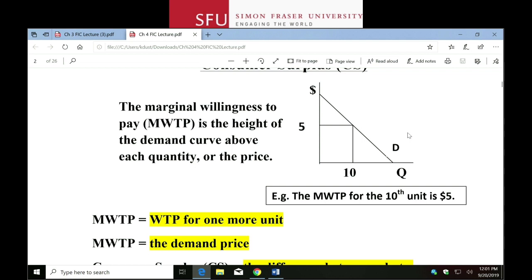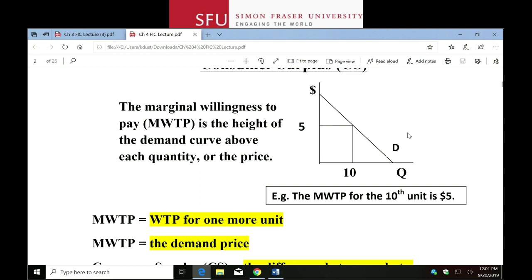So this is not the same as the price that you actually pay, right? Looking at the demand curve here, the $5 is just what the consumer is willing to pay for the 10th unit. So if the price were $5, they would buy 10 units. But they would quite happily buy the 10th unit for less than $5. So the diagram doesn't actually tell us what the actual price is. It just tells us what they're willing to pay for the 10th unit. If they have to pay $5, they'll buy it, but they won't have any net benefit.